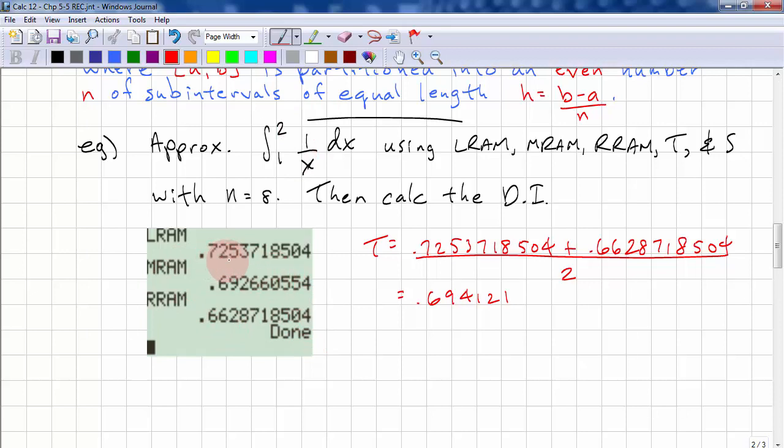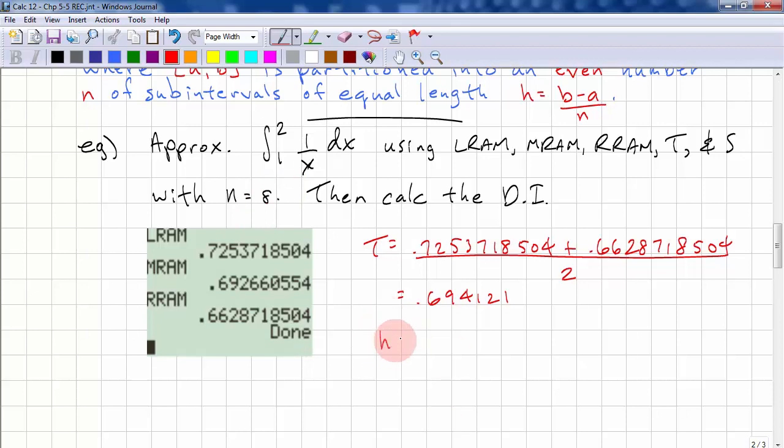We get 0.725 for LRAM, we get 0.6926 for MRAM, we get 0.6628 with RRAM. And to calculate TRAM, we add these two up and divide it by 2, and we get 0.69412. So you can see that these don't converge much. It's by 0.03, and that's with an n of 8.